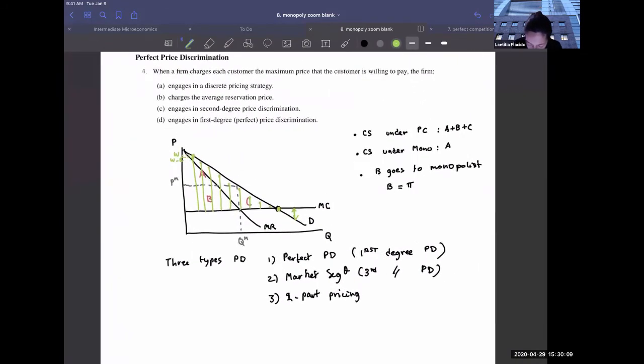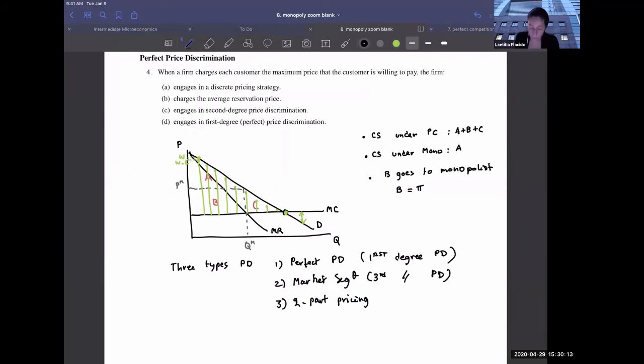So if we look at question 4, when a firm charges each customer the maximum price that the customer is willing to pay, the firm engages in option D, first degree perfect price discrimination. Interestingly, if you think about the monopolist profit in that case, what is it? Well, it's A plus B plus C. Perfect price discrimination is way better than charging a single price to customers. It enabled an increase in profit from our initial profit, which was B, to A plus B plus C.